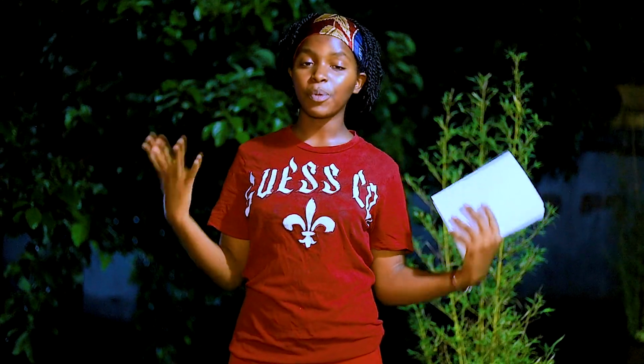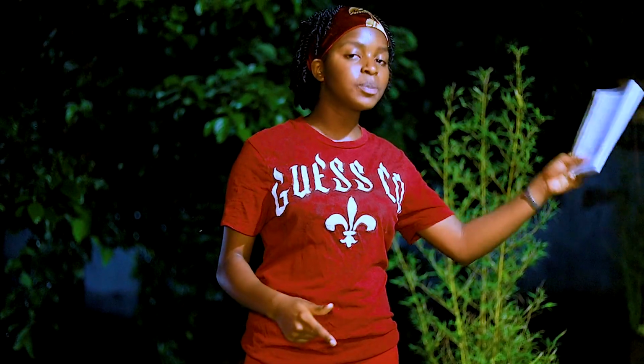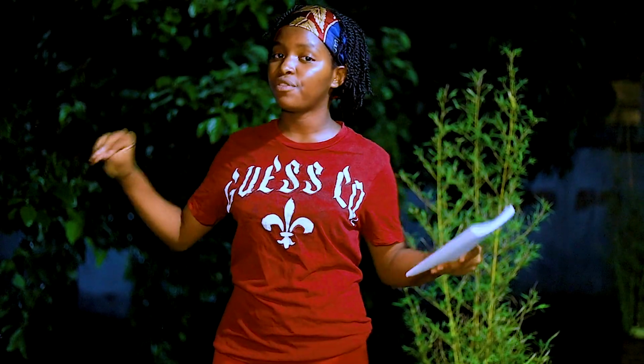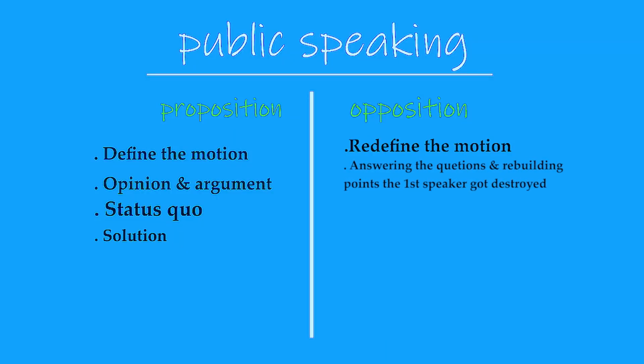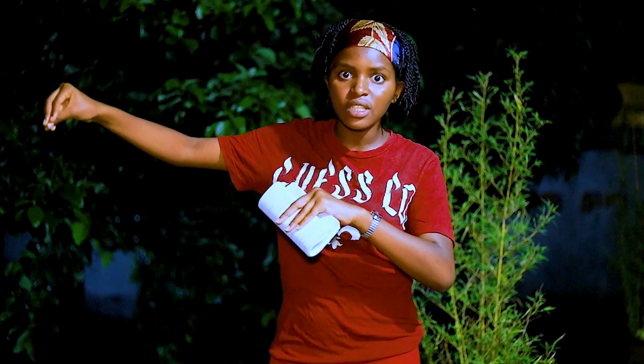Now, let's go to what the second speaker does on the proposition side. Well, the second speaker has one of the most crucial roles, because here you're presenting the sides and arguments that the first speaker talked about but didn't go through in detail. So here the first thing is answering the question and rebuilding points that the first speaker got destroyed. So for example, most of the time the first speaker on the opposition side can come and tackle the points that the first speaker said.